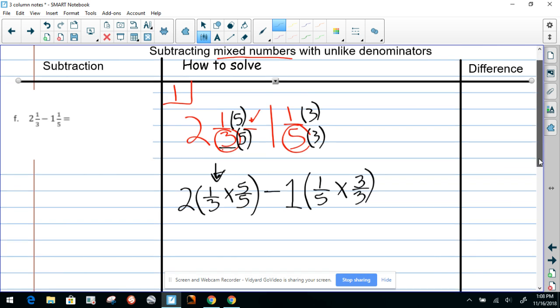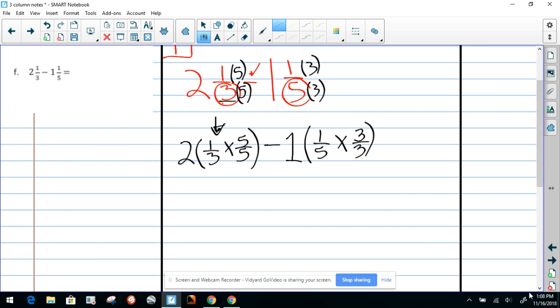Okay, so look at that setup. It's beautiful. So now what we do, we have to multiply. So we have a 2, and the fraction will be 1 times 5 equals 5. 3 times 5 equals 15. Minus, there is the 1. And now we're going to multiply. 1 times 3 equals 3. That will be the new denominator. And 5 times 3 equals 15.